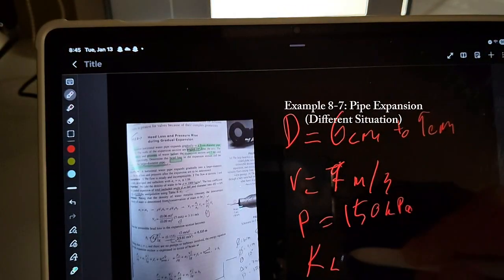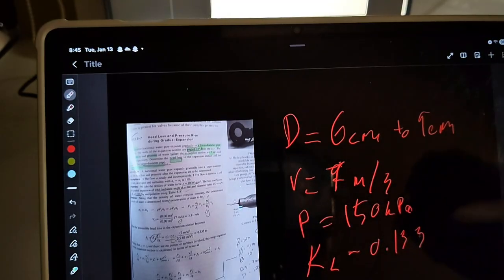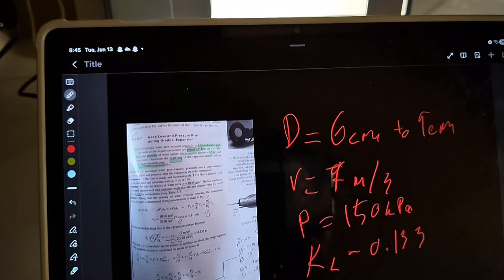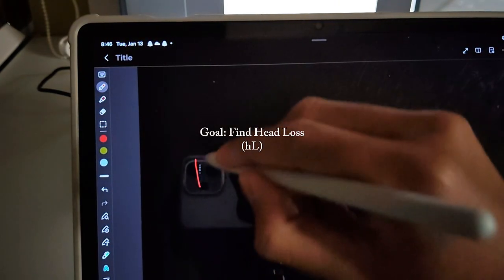coefficient is 0.133, and the water flows in a horizontal pipe. Next, we would like to get a head loss.